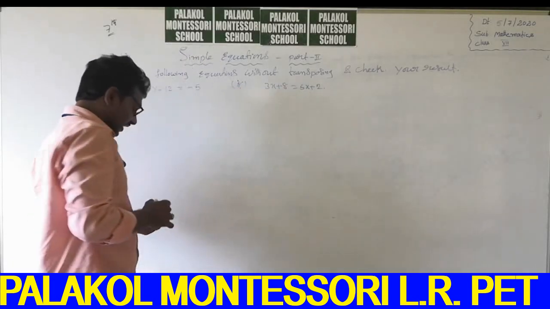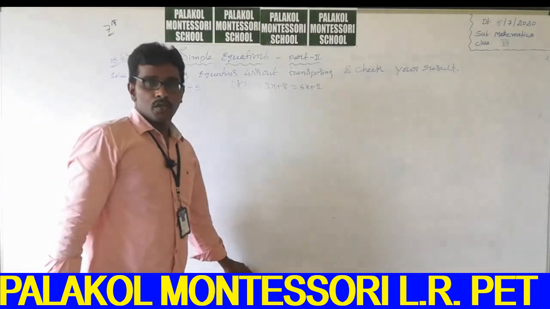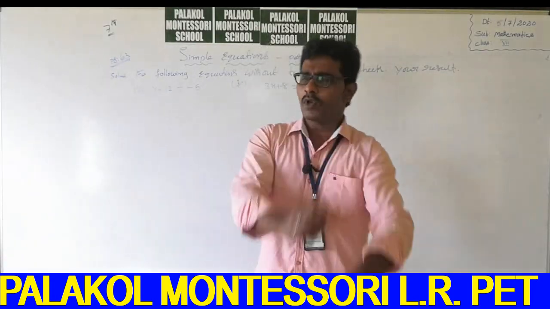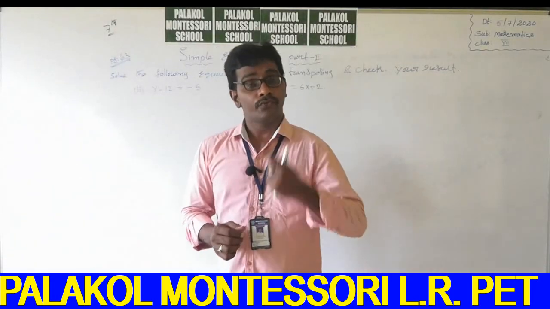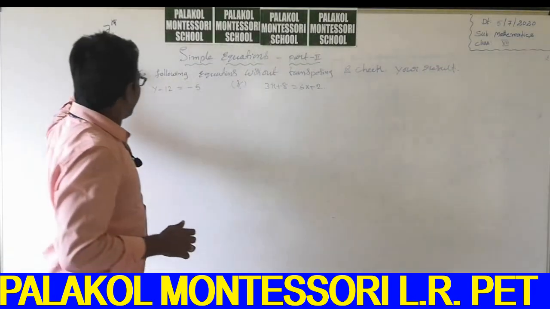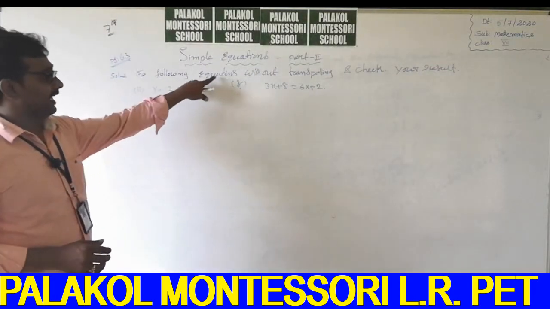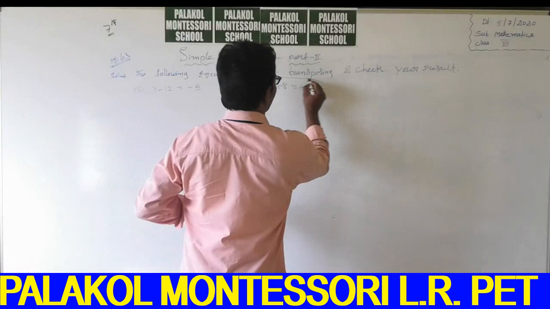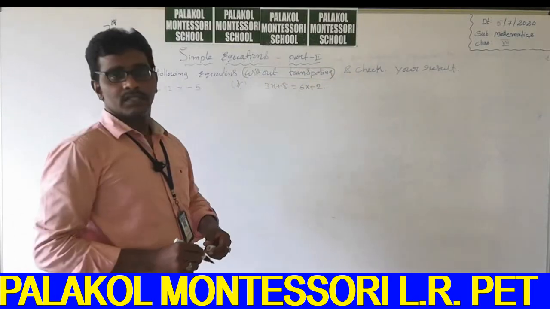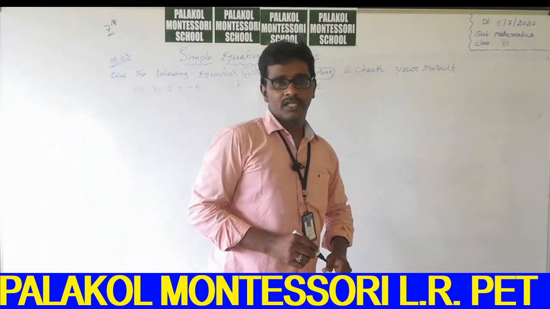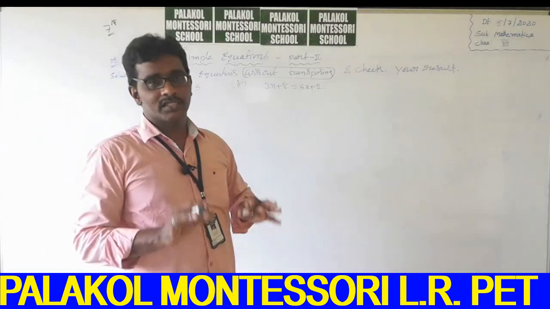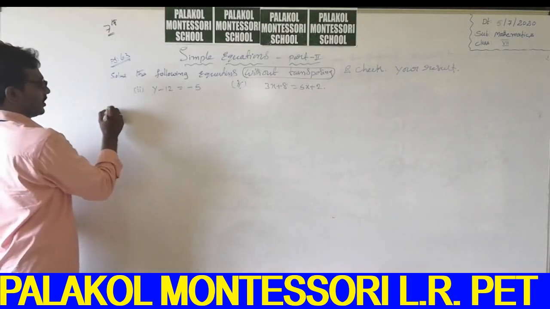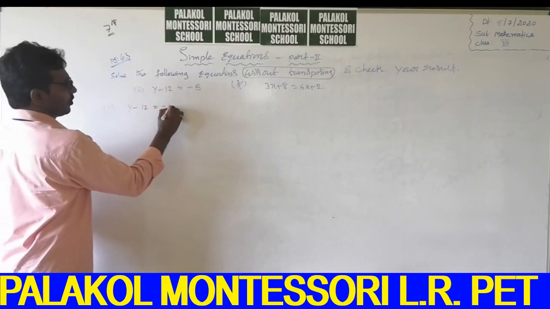Guys, in the first session I completed the trial and error method. The same logic applies here. First, study the heading: solve the following equations. The equations are given, but without transposing, and check your result. So don't use transposing, just check the result. Now first I take the first question: y minus 12 is equal to minus 5.